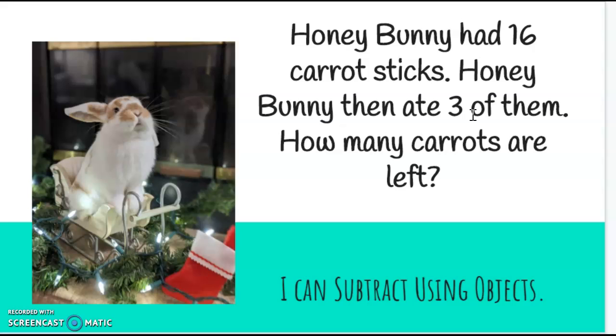Once you have your 16, it says that she ate 3. If she's eating 3, they're going away, so then you're going to take away 3 from that group and push them to the side. And how many are you left with? Count your answer. If you counted 13, good job. Kiss your brain. Mwah. 13 carrot sticks are left because 16 minus 3 equals 13. And remember, we write a 13 with a 1 and a 3 because it's one group of 10 and 3 extra ones.